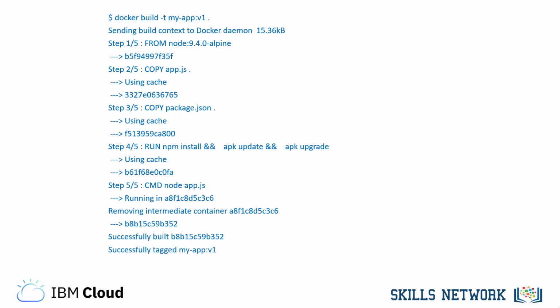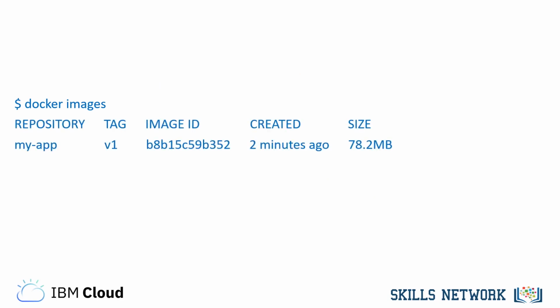To verify, we can use the docker images command. Here's a look at that output. You can see that our image is right here in the output. The repository is my-app, as we expect, and the tag is our version. You can also see when the image was created and its size.